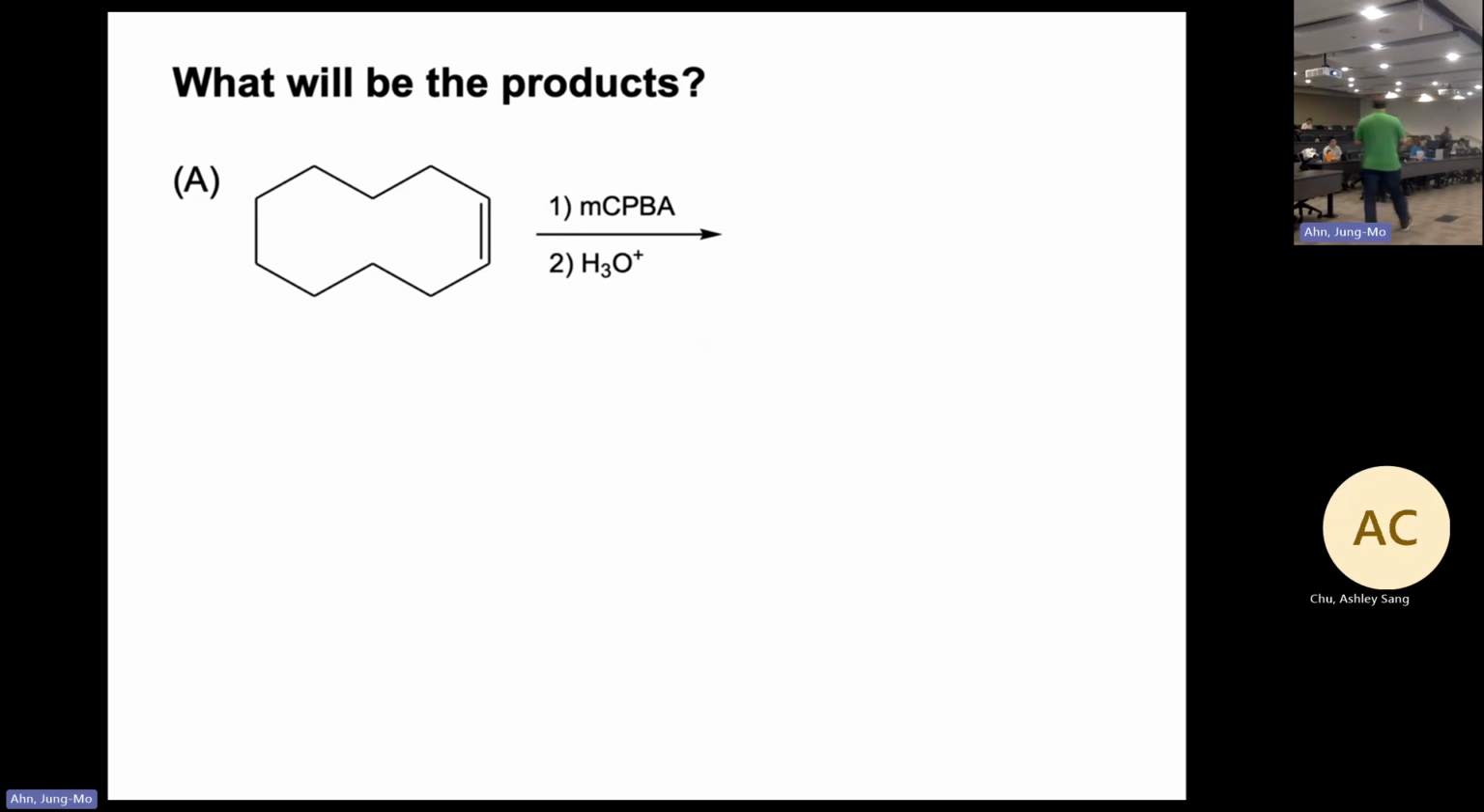MCPBA or any other peroxy acid used on the double bond, you can imagine that epoxidation is what's going to happen. MCPBA just happens to be the peroxy acid that we use frequently because it's very easy to use. So MCPBA will make an epoxide. And then the second step, acidic water, right?